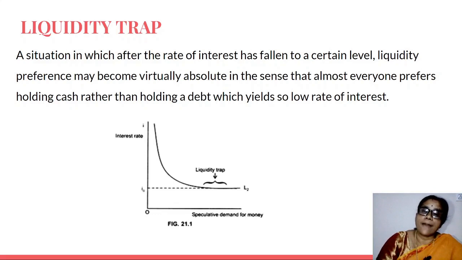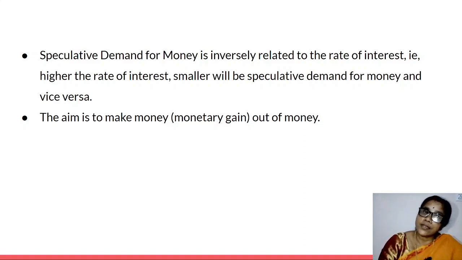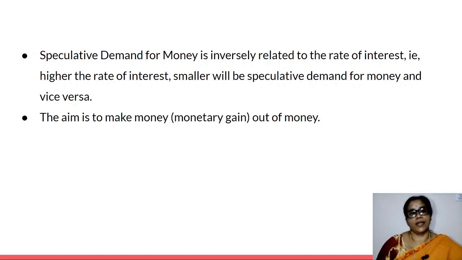So the liquidity trap starts at a point, that is, when the rate of interest falls to the minimum level. Here liquidity preference at this particular point becomes absolute. So everyone who holds money prefers to hold cash in the bank rather than converting it into bonds. Speculative demand for money is inversely related to the rate of interest, that is, the higher the rate of interest, the smaller will be the speculative demand for money, and vice versa.